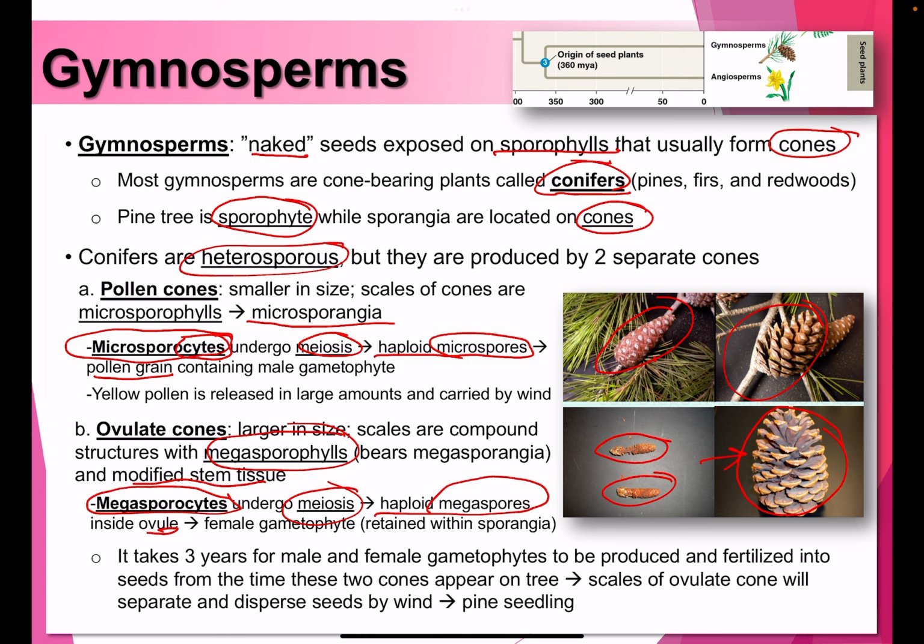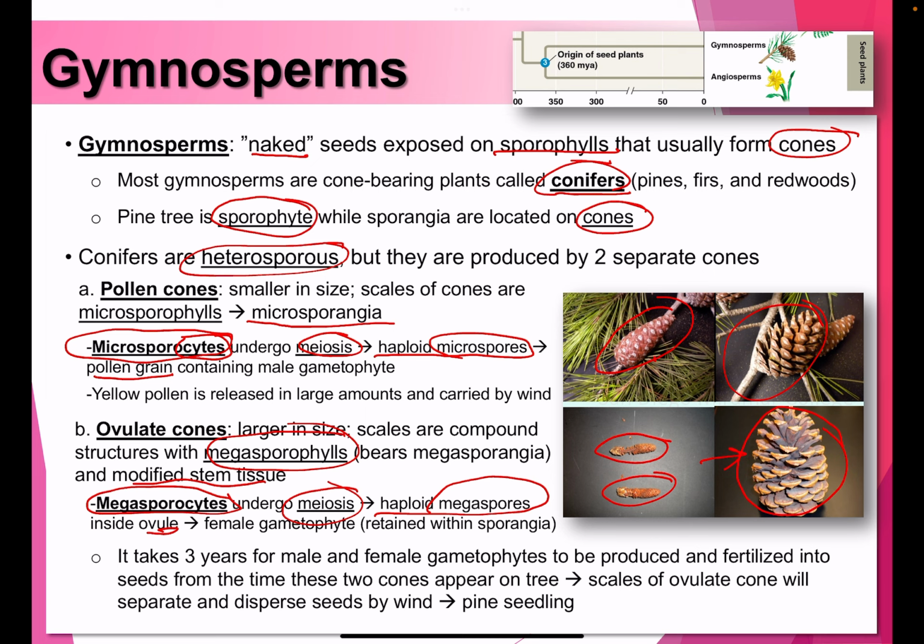And this 3 years, we're talking about from the time we start to see these two cones appear on the tree, because of course a very young pine tree will not have these cones. And so from the point that you start to see these cones on the tree, it's 3 years from then that those male and female gametophytes are ready.